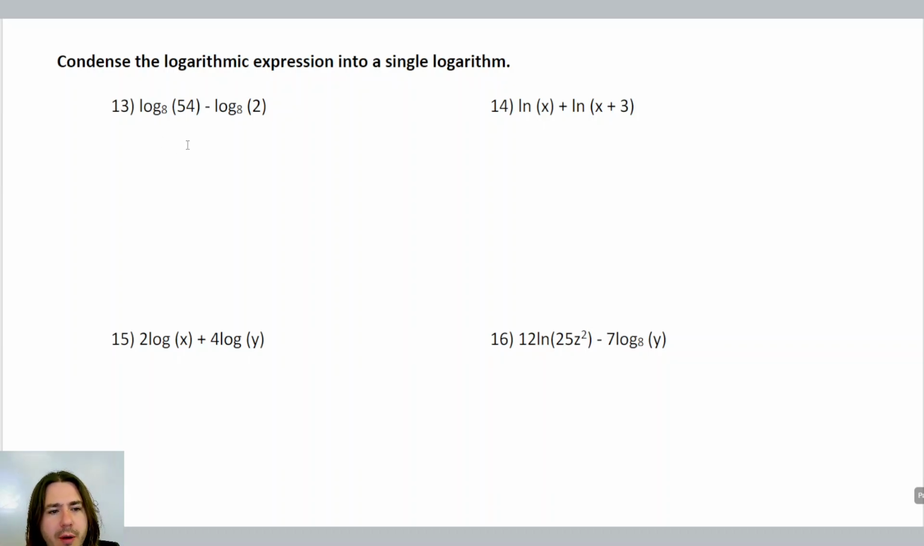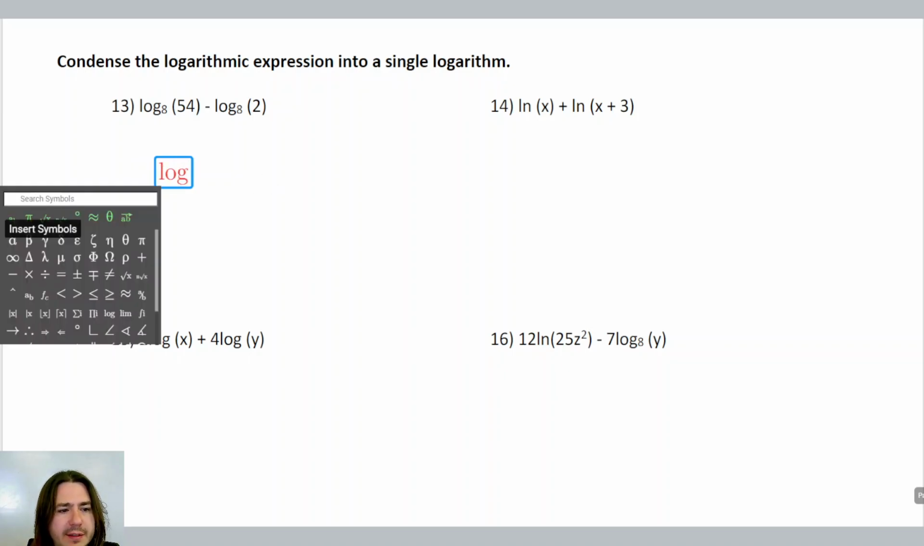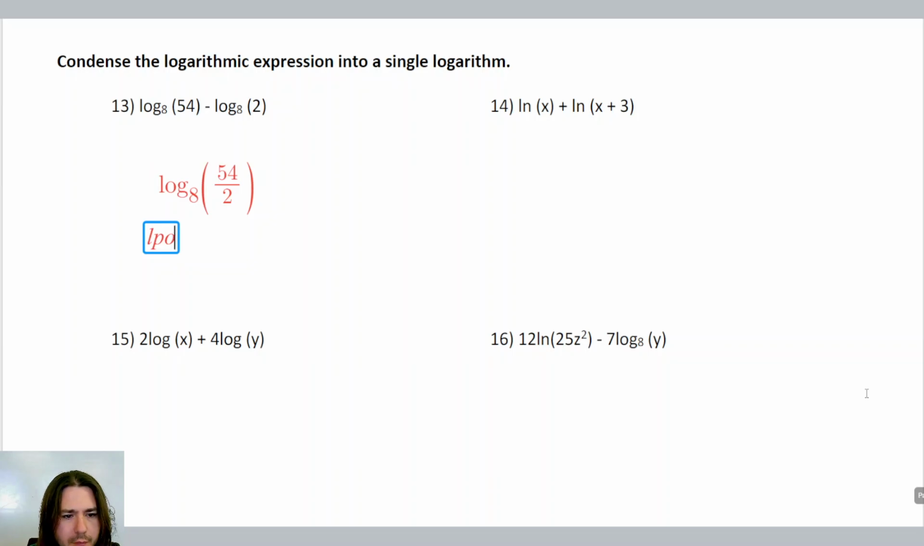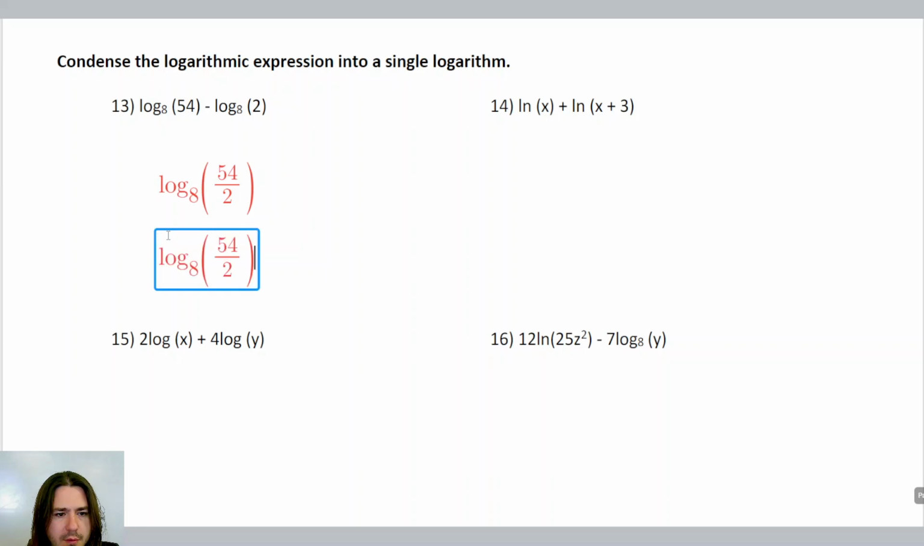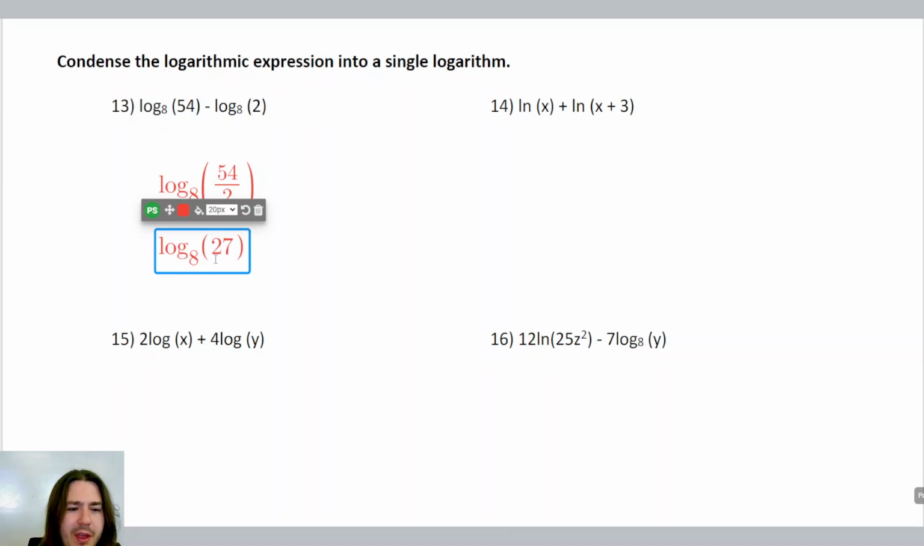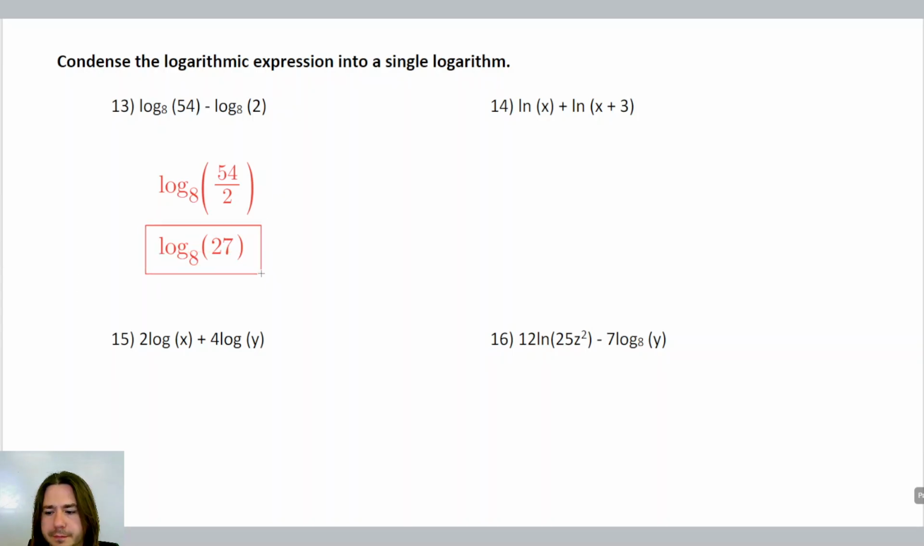When we use the quotient property here, we're going to combine these into a single logarithm. So we'll have log base 8 of 54 divided by 2. And we can simplify a little bit. 54 divided by 2, that's doable. So we'll have log base 8 of, what would that be? 27. And 27 is not a power of 8, so we're just going to let that be our final answer here.